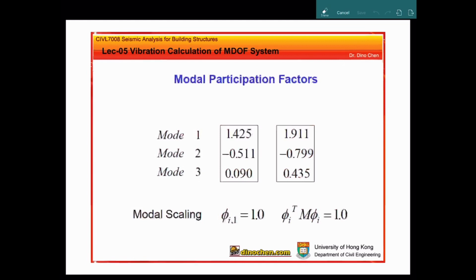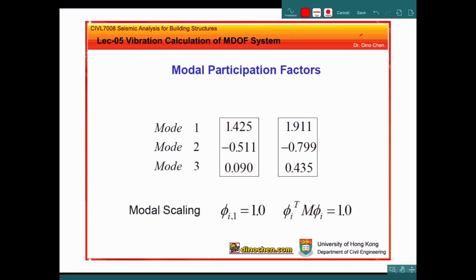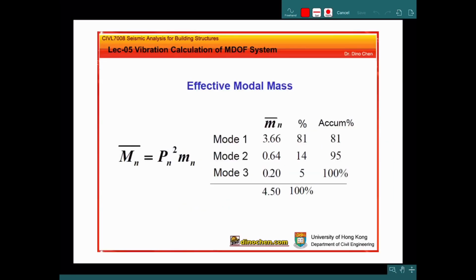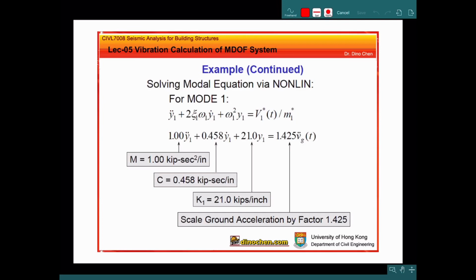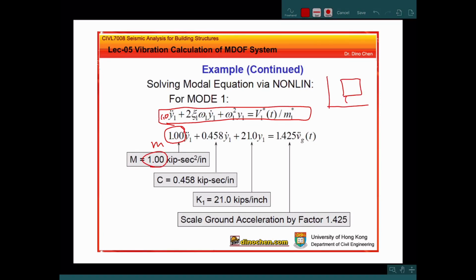So this is the modal participation factor we will describe later. And in this equation we already described before, we choose the mode 1 equation. This is the mode 1 equation. We put all the values we already know. This is the 1 because this is 1.0. We can understand this part as the mass equal to 1.0. So we capture the single degree of freedom system.